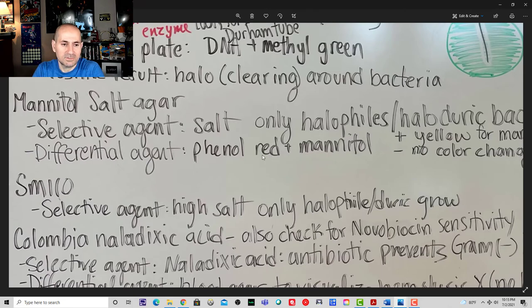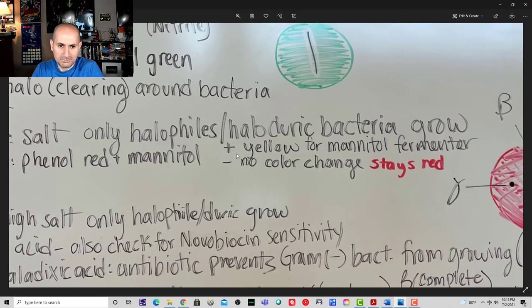Phenol red is a color indicator, which is red in neutral pH and turns yellow in an acidic pH. And mannitol is a type of sugar. So what we're testing for is the ability to ferment mannitol. The bacteria can break down mannitol. They will release acid, which will change the pH of their environment to acidic. And the phenol red will change yellow.